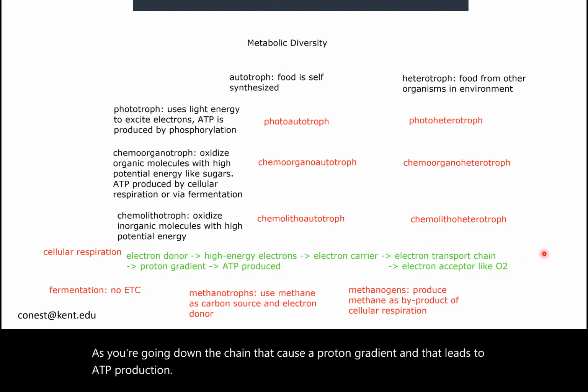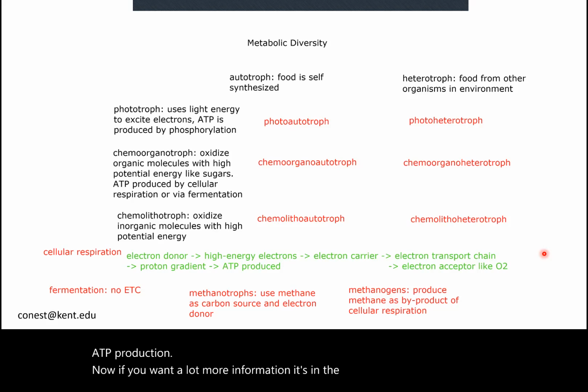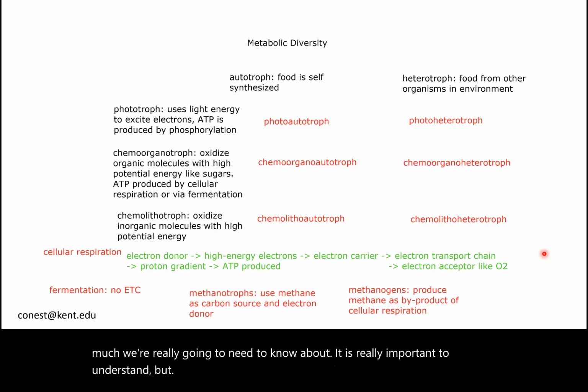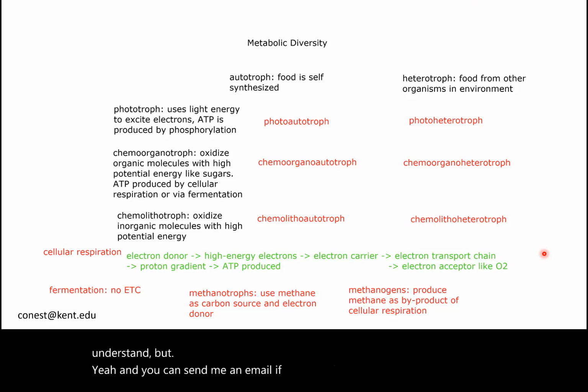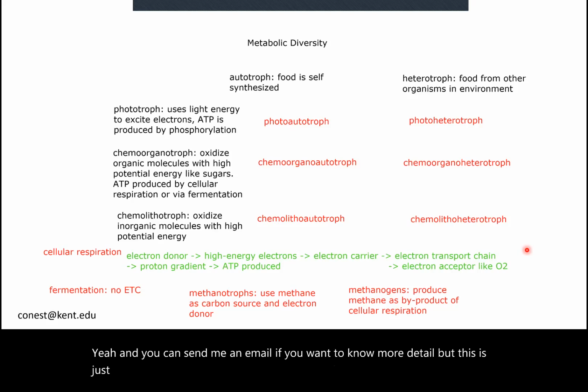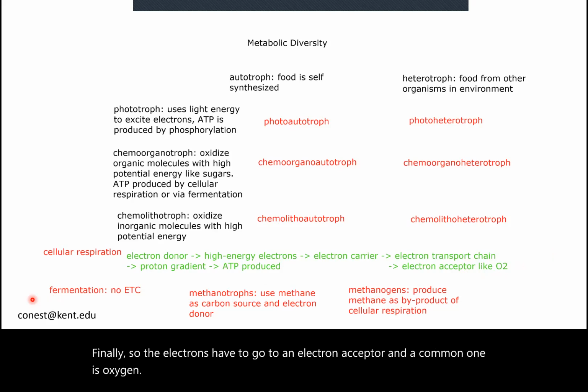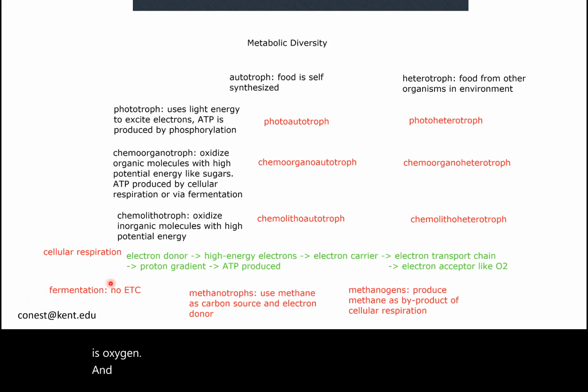If you want a lot more information, it's in the book. I don't know how much we're really going to need to know about it. It is really important to understand, and you can send me an email if you want to know more detail, but this is just a general overview. Finally, the electrons have to go to an electron acceptor, and a common one is oxygen. Fermentation happens when you can't use an electron transport chain.